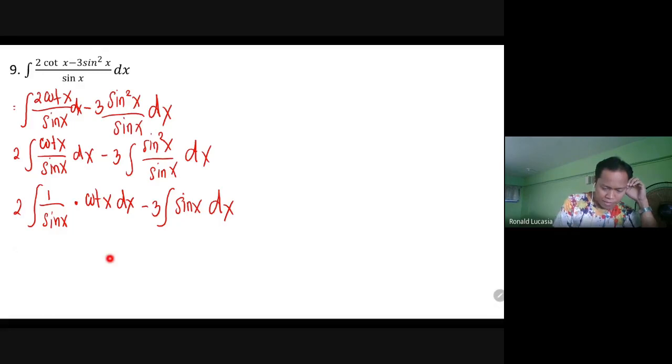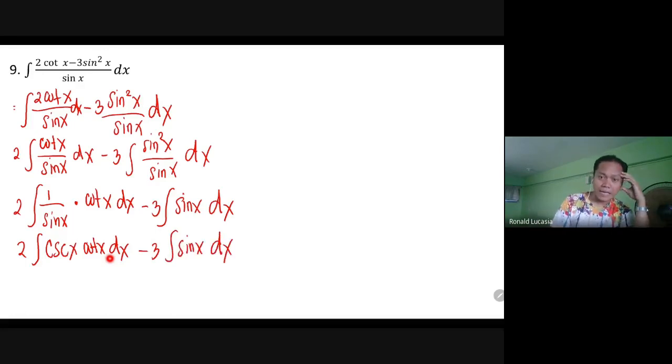And then we have now, ang 1 over sine x ay ano yan? Any idea ano yung 1 over sine x sa trigonometric identity? Pre-calculus lesson. Di ba yan ay cosecant x, ang 1 over sine x. Di ba ang cosecant ay inverse ni sine? Kaya 1 over sine x, nagiging cosecant x siya. And then, cosecant x, copy ko cotangent x, dx, minus 3, sine x dx.